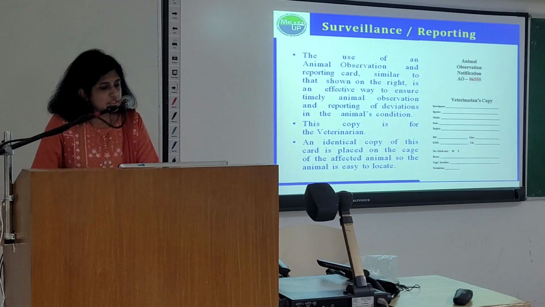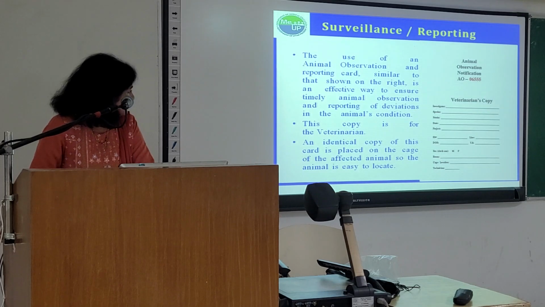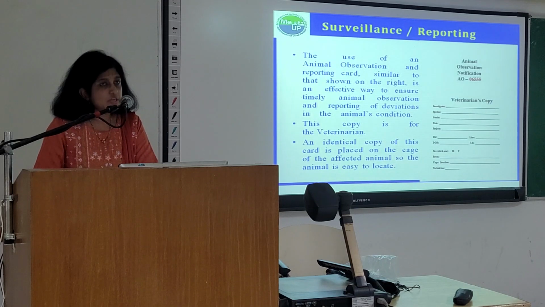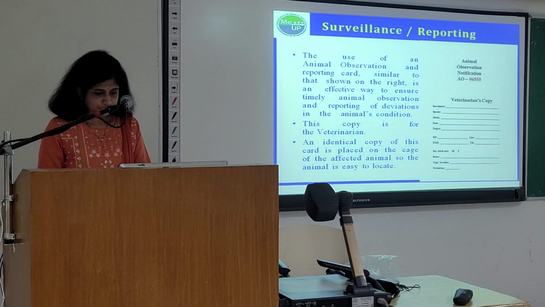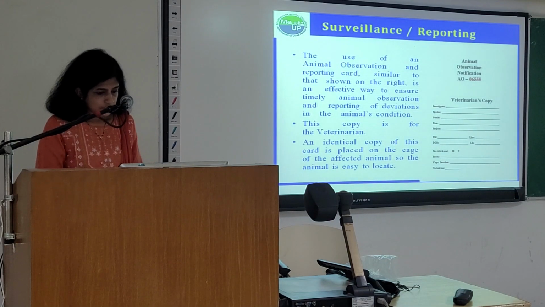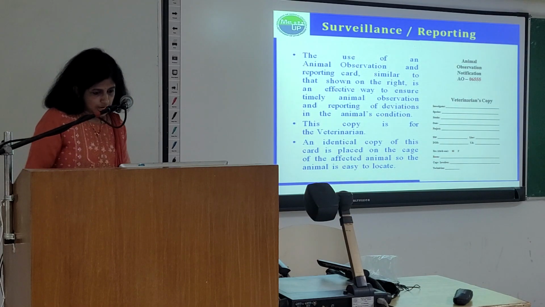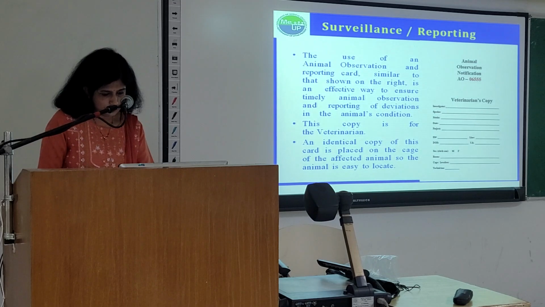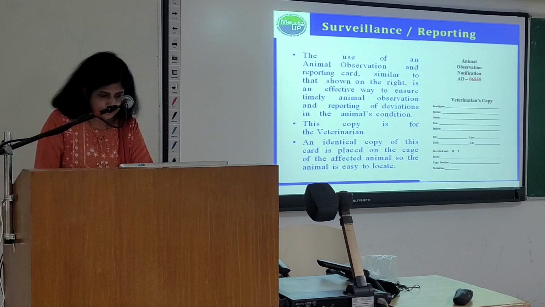Reporting of disease. The use of an animal observation and reporting card, similar to that shown on the right, is an effective way to ensure timely animal observation and reporting of deviations in the animal's condition. This copy is for veterinarian. An identical copy of this card is placed on the case of the affected animal, so the animal is easy to locate. In this, the investigator's name is present, species, strain, date, project, ID number, date of birth, line, sex, room, case, location, and technician's signature is here.